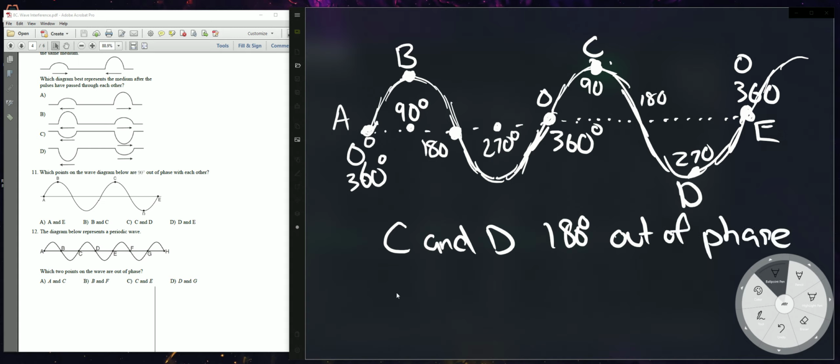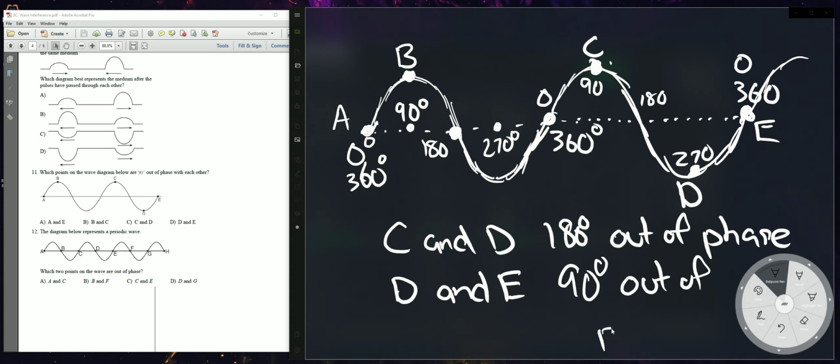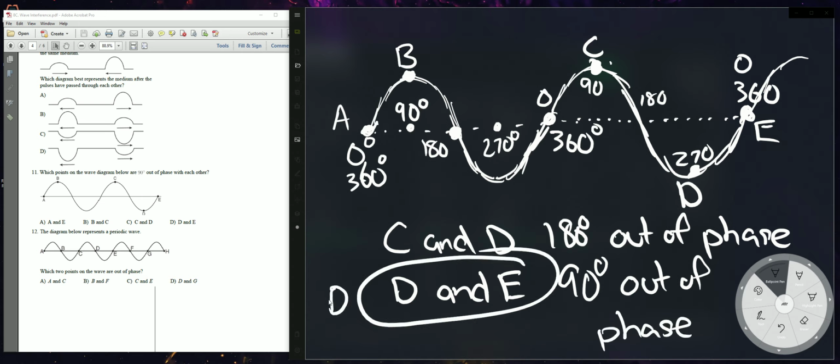What about D and E? We want 90 degrees out of phase, not 180 degrees. Well, let's look at D and E. D is at 270 and E is at 360. So yes, the phase difference is 90 degrees out of phase. So choice D is the correct answer.